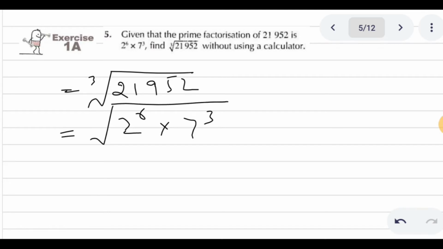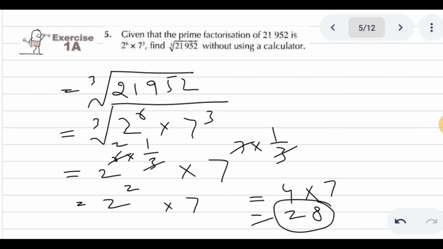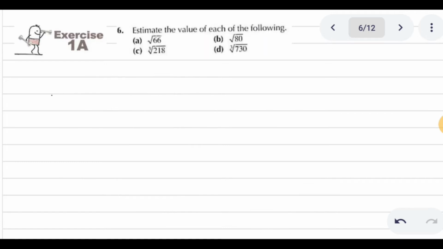And now we will multiply its power with 1 over 3 because it's a cube root, so its power will be 1 over 3. So its power will be simplified as in the previous question. So 2 to the raised power 2 into 7 to the raised power 1, or 7. So it will be 2 2s are 4 into 7, 7 4s are 28.